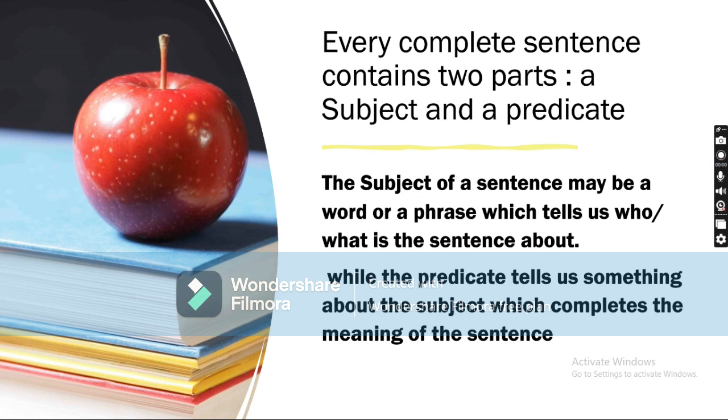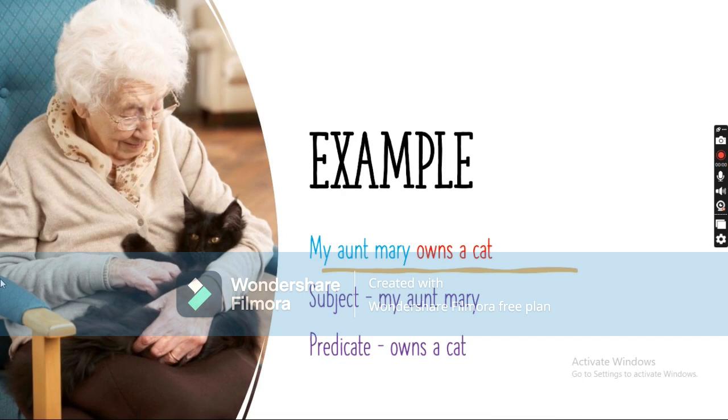Here, what I'm trying to say is that a subject of a sentence is a word in that sentence which tells us who or what the sentence is about, while the predicate tells us something about the subject. For example, my Aunt Mary owns a cat. Here, the subject is my Aunt Mary because it is telling us who the sentence is about, and owns a cat is a predicate because it is telling us something about the subject.